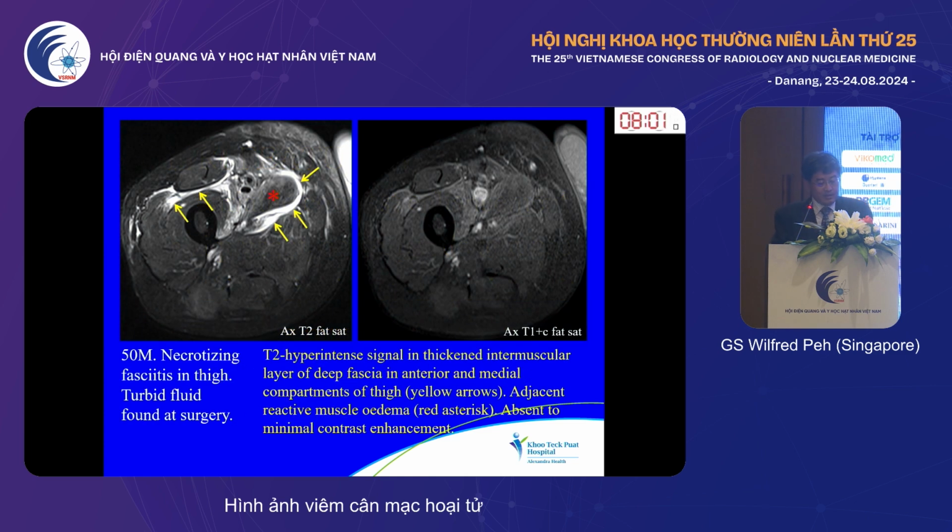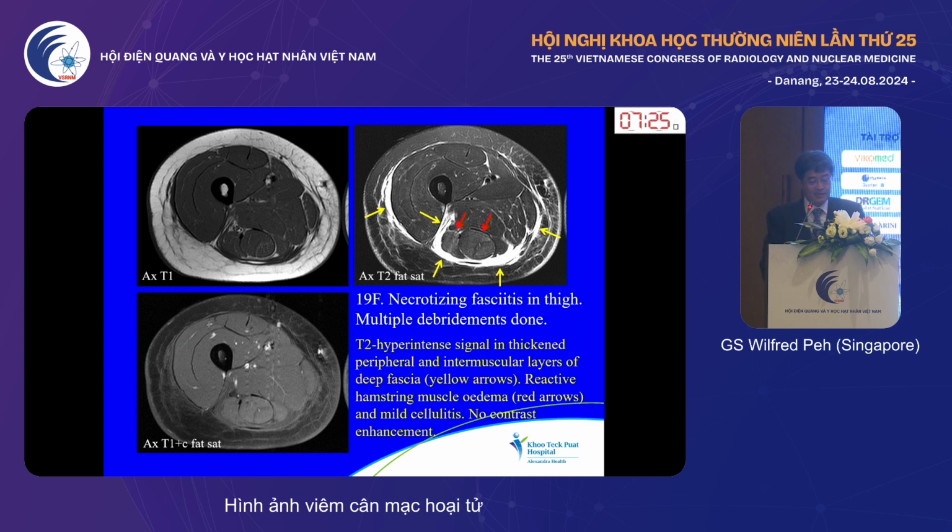So here's an example, a 50-year-old patient with surgically proven necrotizing fasciitis. The T2 weighted image on the left shows intermuscular fascial fluid between 2 groups of muscle indicated by the yellow arrows. The red asterisk indicates some muscle edema. And on the right is a contrast enhanced image which shows very little contrast enhancement. So this is an example where there's almost no contrast enhancement in a patient with necrotizing fasciitis.